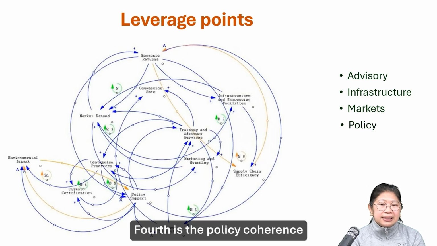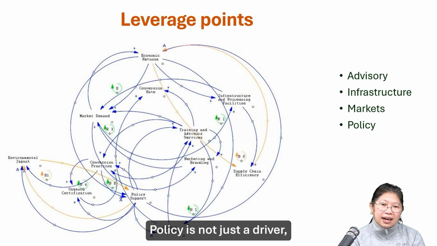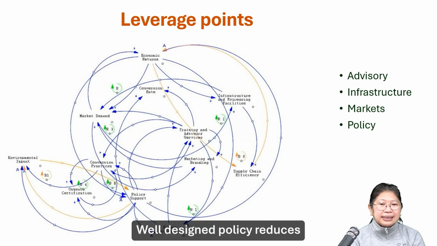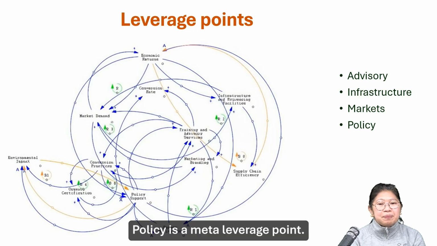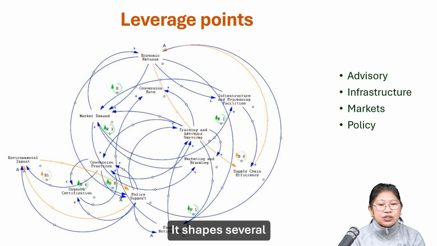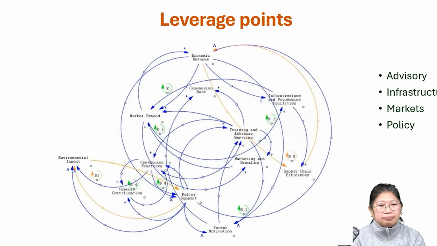Fourth is the policy coherence and long-term support. Policy is not just a driver, it is also a regulator. Well-designed policy reduces uncertainty, aligns incentives, supports advisory systems, and enables investment. Policy is a meta-leverage point. It shapes several other variables simultaneously.